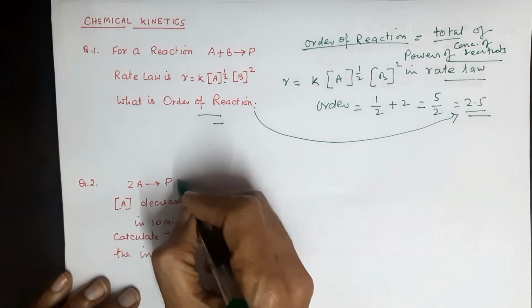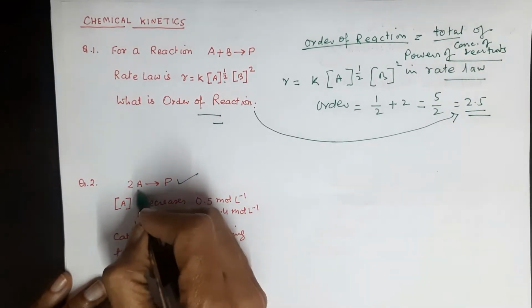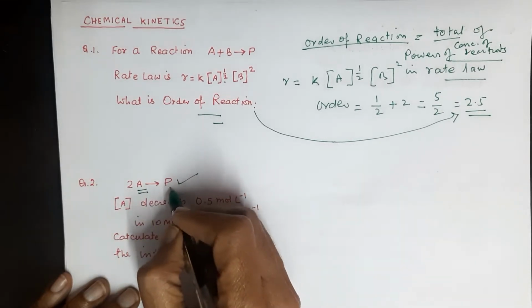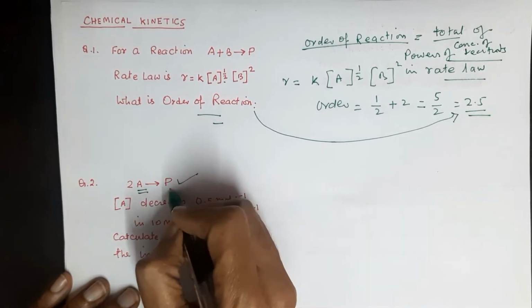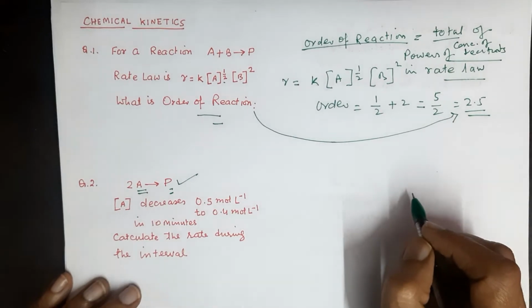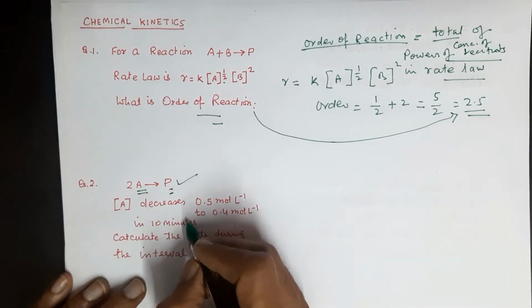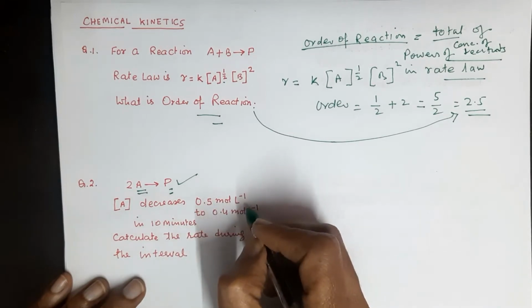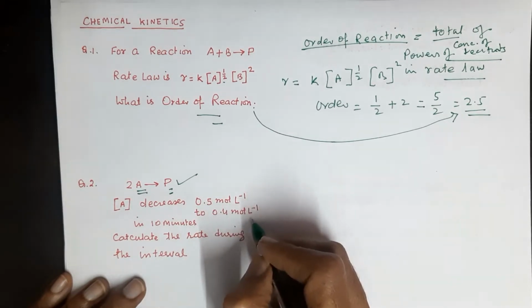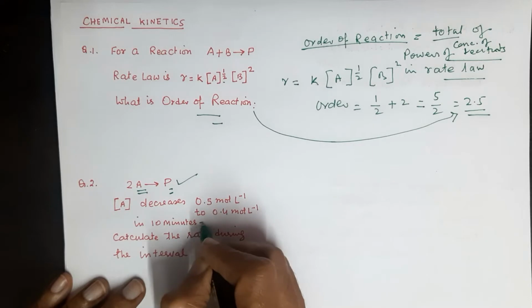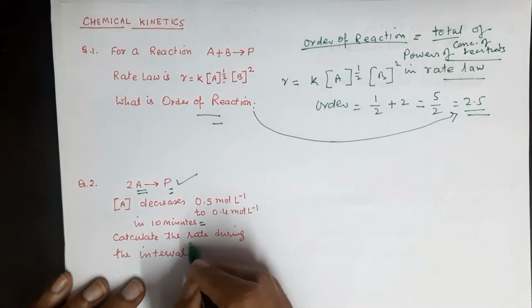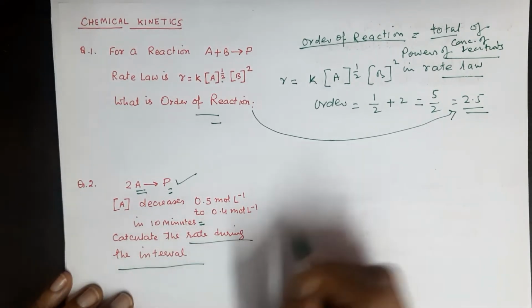Now we come on to the second question. This is the chemical equation. A is the reactant and it is converted into products, P is the product. And concentration of A decreases from 0.5 mole per liter to 0.4 mole per liter in 10 minutes. Time is given, 10 minutes. Calculate the rate during this interval.